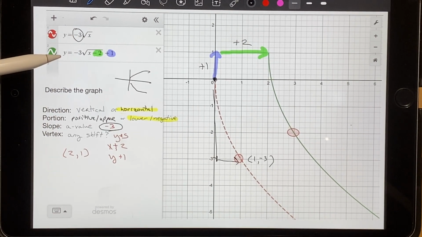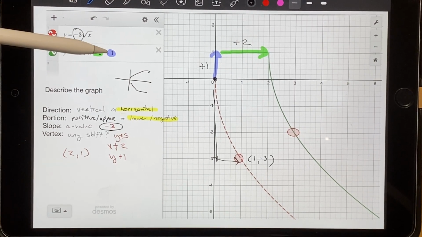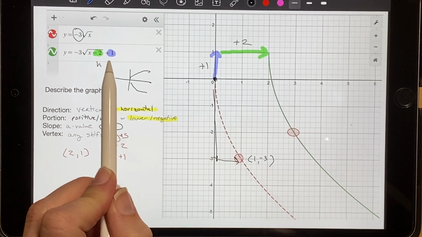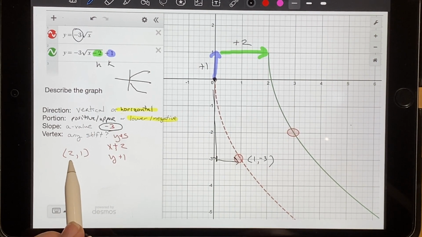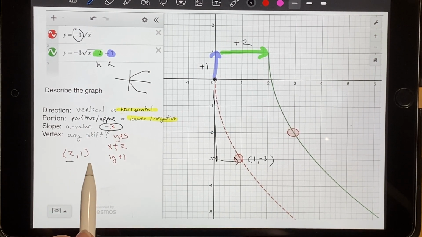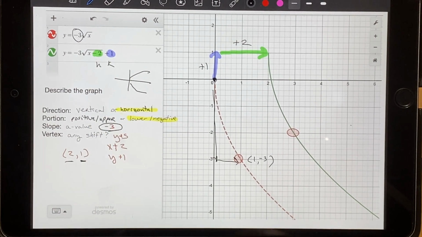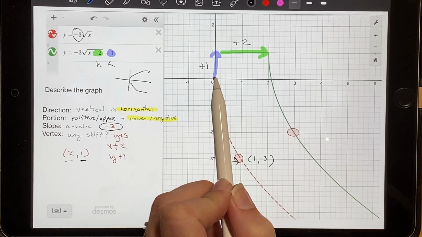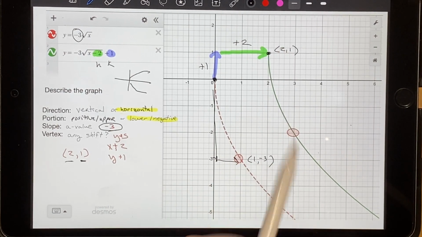So let's compare that to the graph that they're asking us for, -3 square root of x - 2, plus 1. Well, our -2 and plus 1 give us our H and K values. So I have shifted 2 in my X values, and I have shifted 1, +1, in my K values. So now my vertex isn't at the origin. My vertex is at 2, 1, up here.